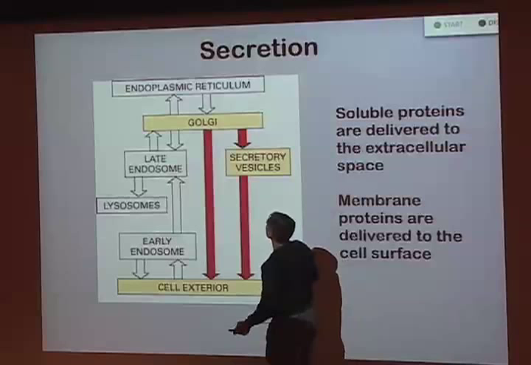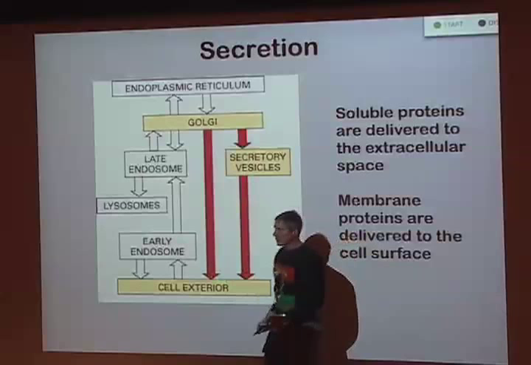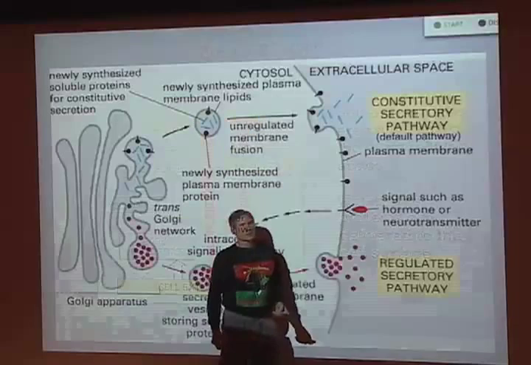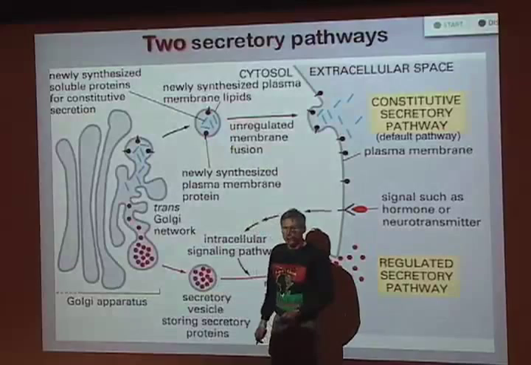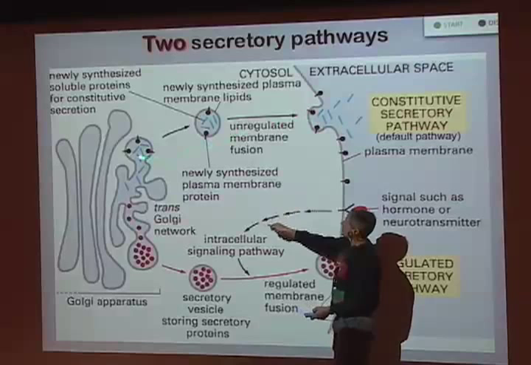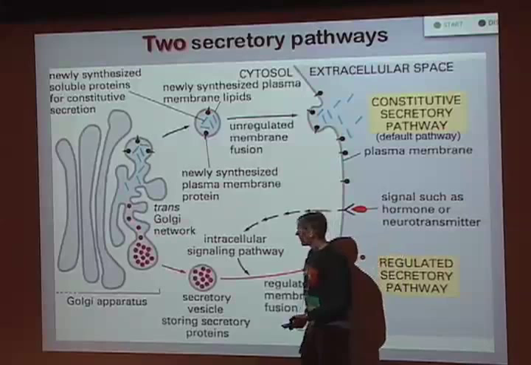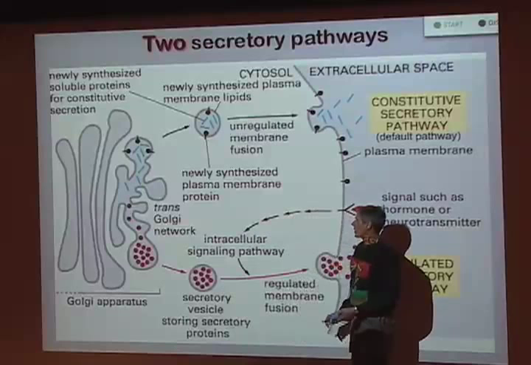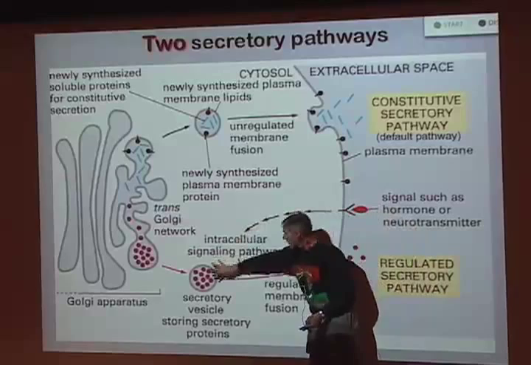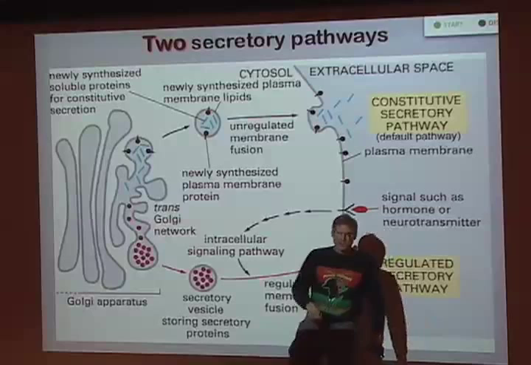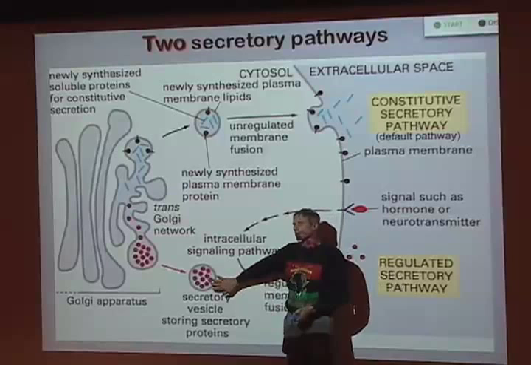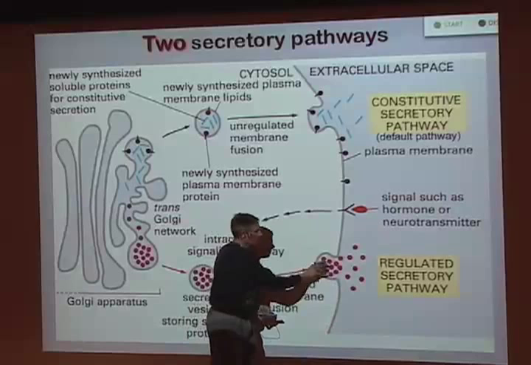From the Golgi, there are two secretory pathways, regulated and constitutive. Membrane proteins and also soluble proteins are delivered to the cell surface or extracellular space. Constitutive secretion happens in all cells. It's the default pathway. Proteins are delivered to the plasma membrane that way in all cells. In cells that possess a regulated secretory pathway, there's a stimulus that causes the vesicles with their stored hormone to fuse with the plasma membrane, releasing their contents. For example, your pituitary has a bunch of polypeptide hormones, which are told to secrete at certain times. And this causes secretion of the hormone into the bloodstream.